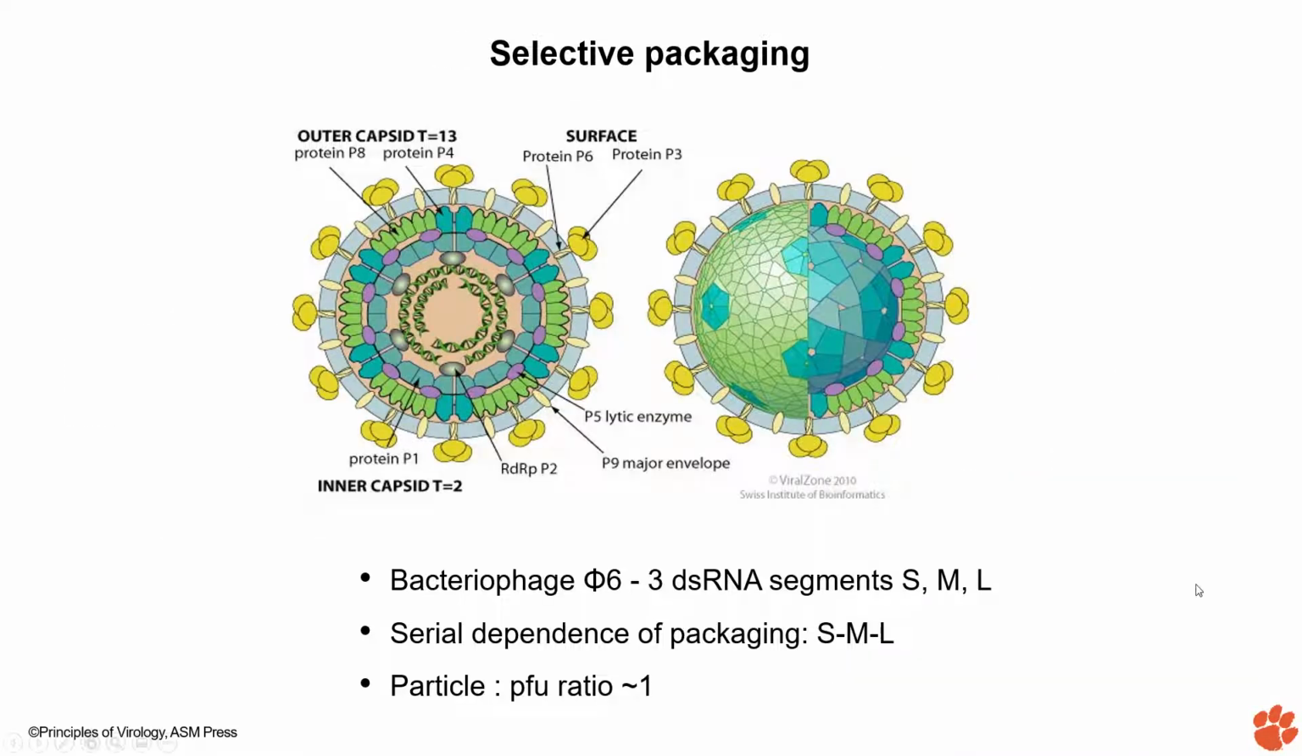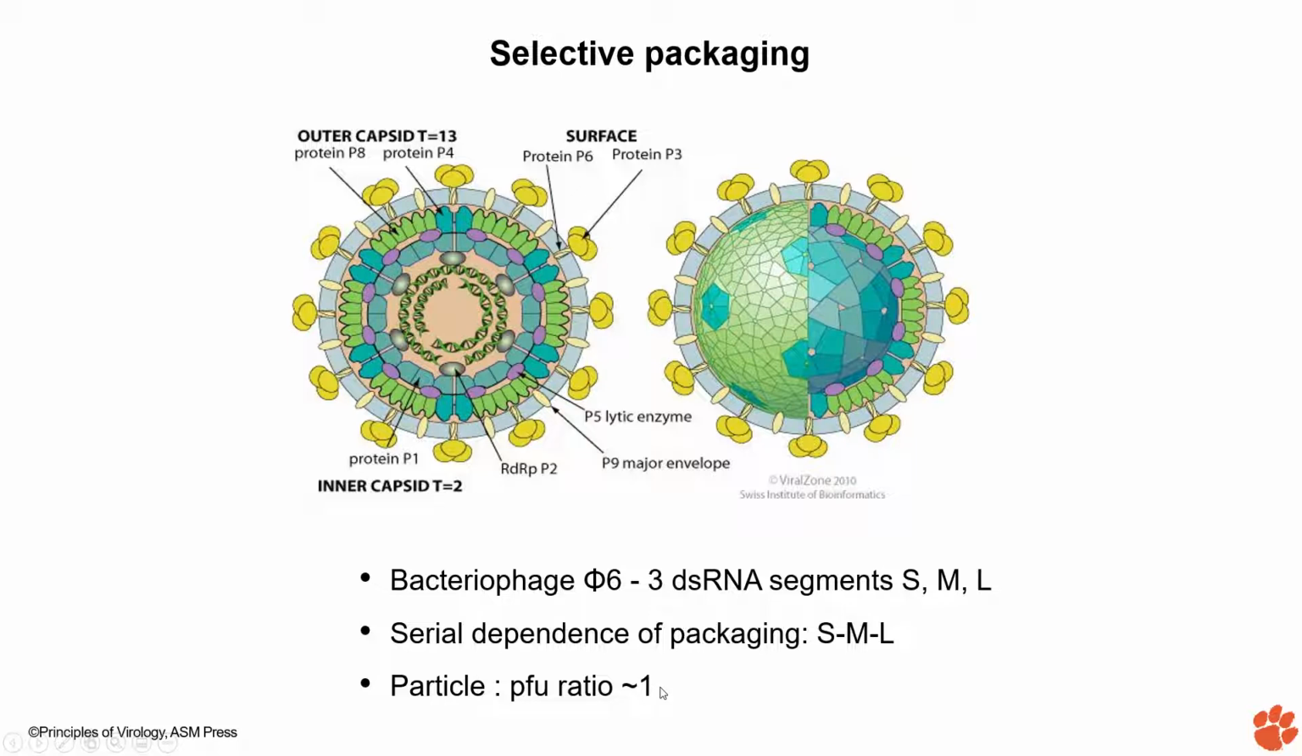More evidence of selective packaging comes from bacteriophage phi-6, and there you have 3 different lengths of RNAs. These are all double-stranded. They are small, medium, and large. And a serial dependence is required. You must actually put the small one in there so that the medium and the large are basically formed. So the scientists argued that if these are packaged randomly, then your particle to PFU ratio will definitely not be 1.